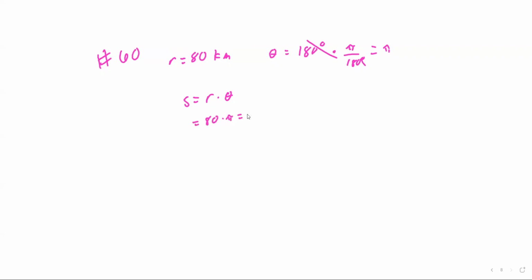And again, because they want us to round, we need to actually calculate what this is. So it's going to be 80 times, again, I'm going to hit the pi button so that I round at the end of my answer, which will be 251.33 kilometers. All right, so pretty straightforward once you at least know the formula.